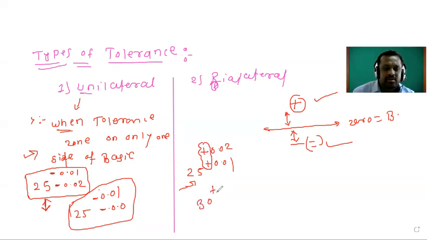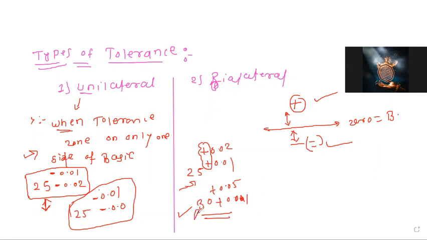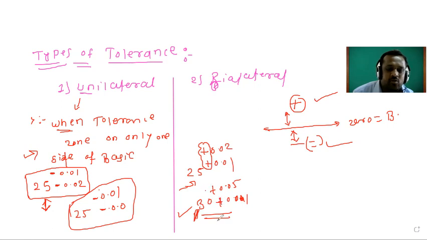Suppose 30 plus 0.05, again plus 0.04 or 0.21, like this. Again, is it unilateral or bilateral? Unilateral. Because here, this is the basic size and the sizes of that part we are showing on only one side of the basic size. म्हणजे बेसिक साइजच्या अप्परला दाखवा किंवा लोअरला दाखवा. अप्परला असेल तर पॉझिटिव्ह असणार आहे, आणि लोअरला असेल तर निगेटिव्ह असणार आहे. If such types of tolerances are there, then it is called unilateral tolerances. So understood? Yes, sir.